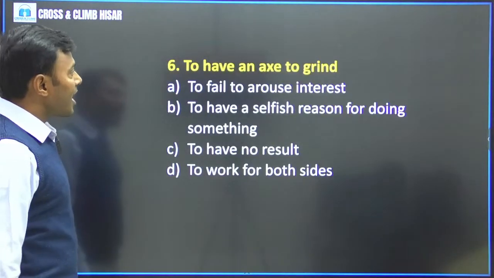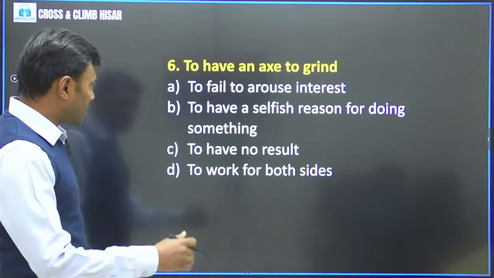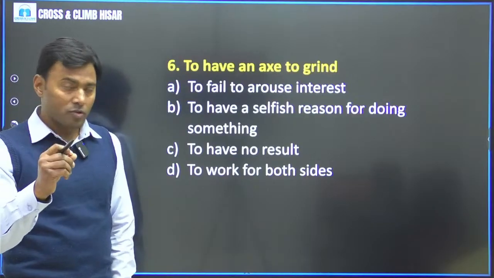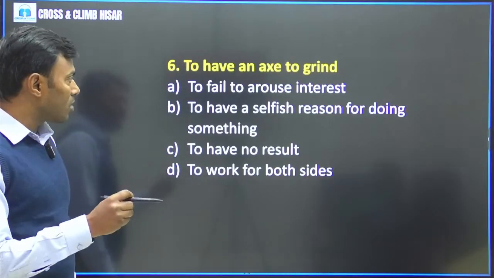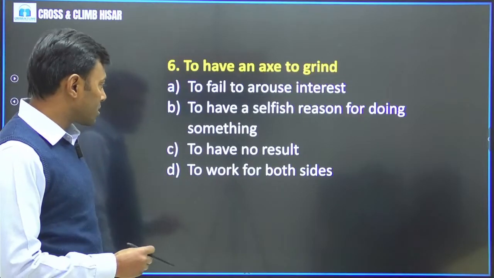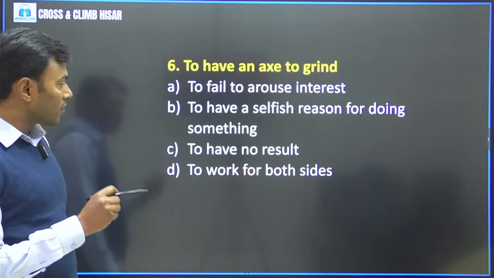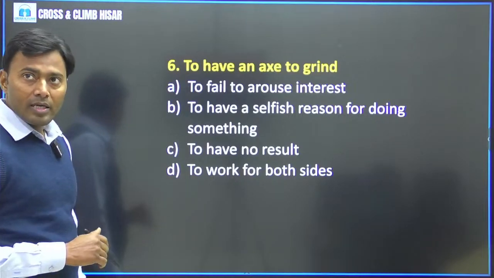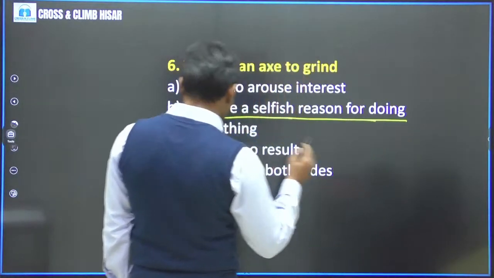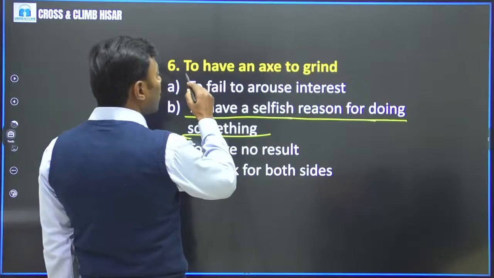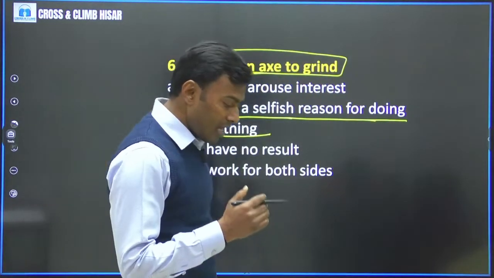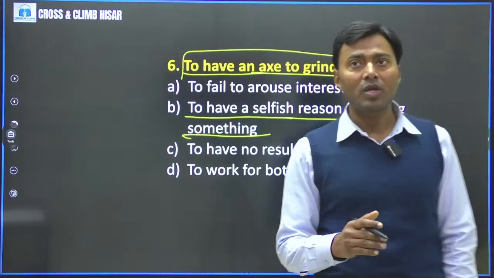To have an axe to grind, right? If you have got an axe to grind, इसका मतलब you have got some motive to do something. To fail to arouse interest, to have a selfish reason for doing something, to have no interest, to have no result, and to work for both sides. See, if you have got a selfish reason to do something, it means you have got an axe to grind. Having an axe to grind का मतलब होता है having a selfish reason to do something, right?